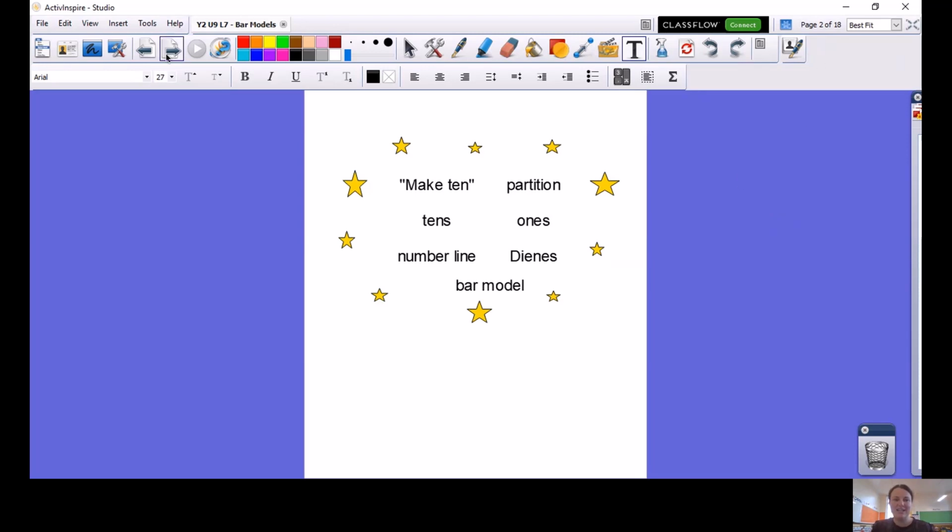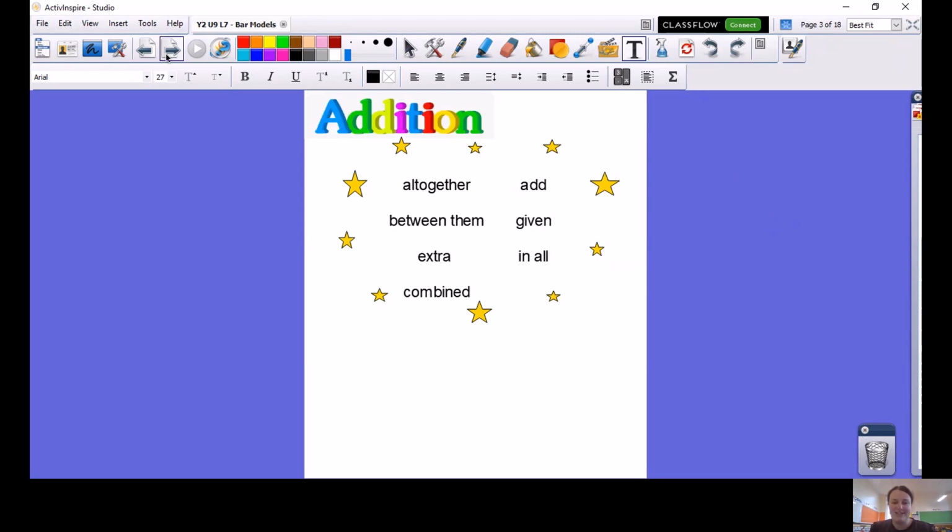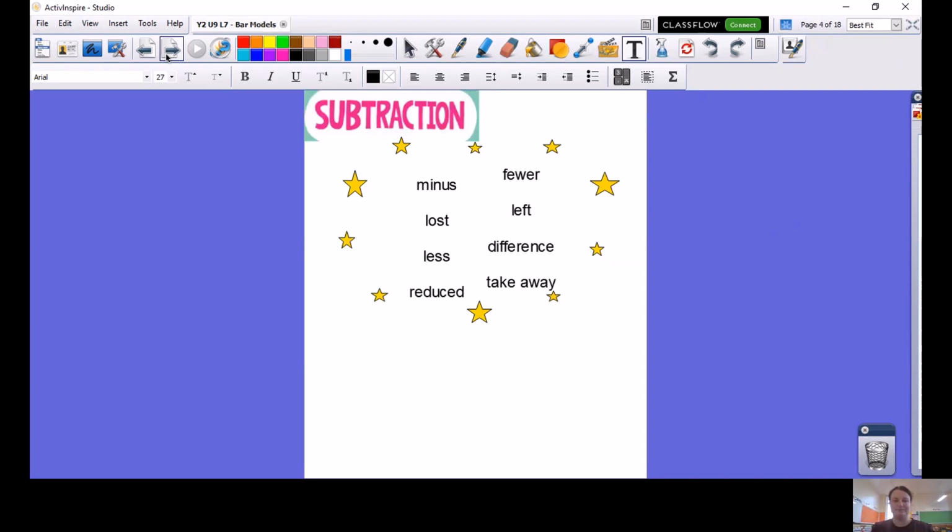Now, we looked at words yesterday for addition. I'm just going to run over them really quickly again, just to help you remember them. So we've got altogether, between them, extra, combined, add, given, in all. And we know that if they come up in any word problem, we need to use addition. Okay, so we're looking for them to know we need to do addition. And we need to do addition when we've got two parts and we don't know our whole.